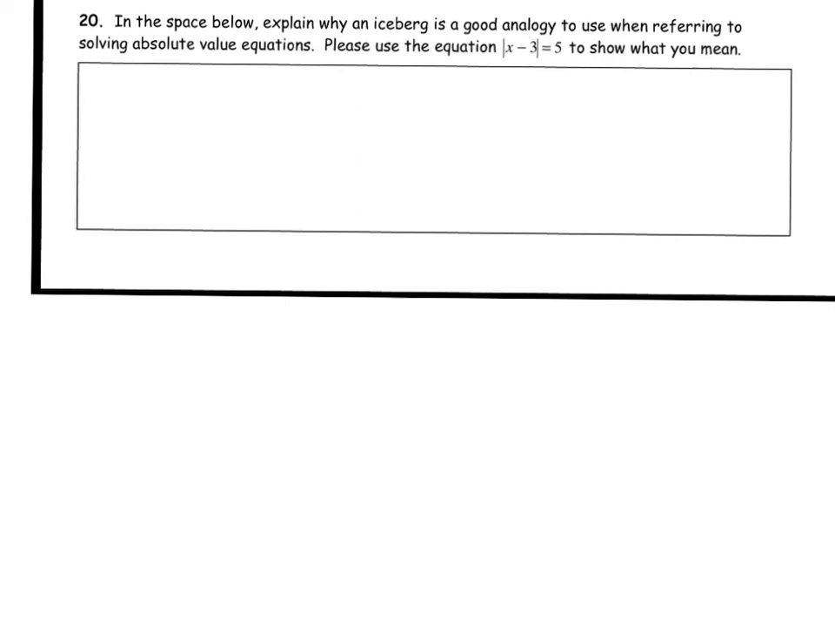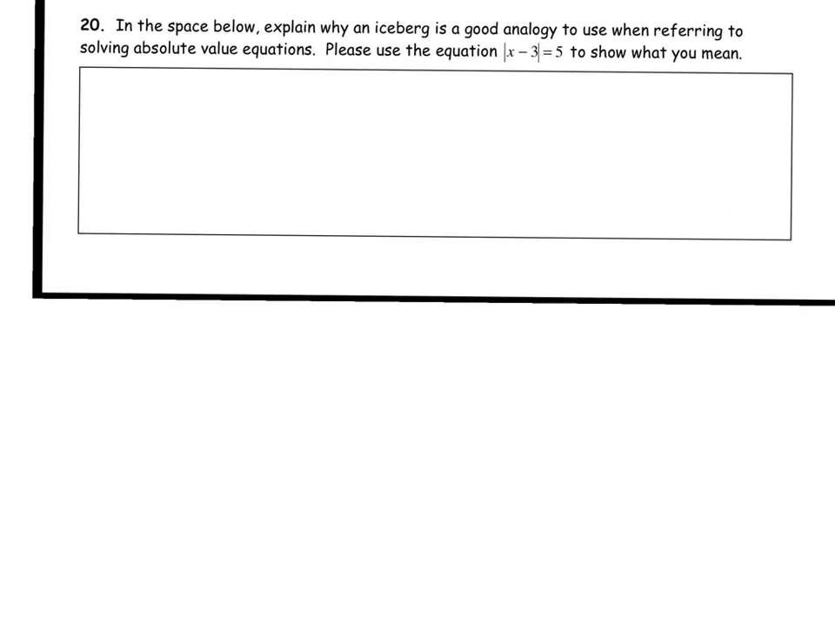The last one here is number 20, and it says in the space below, explain why the iceberg is a good analogy to use when referring to solving absolute value equations. Please use the equation absolute value of the quantity x minus 3 equals 5 to show what you mean. Well, in an iceberg, we have the water, then you have some part that's sticking up, you also have some part that's sticking down.